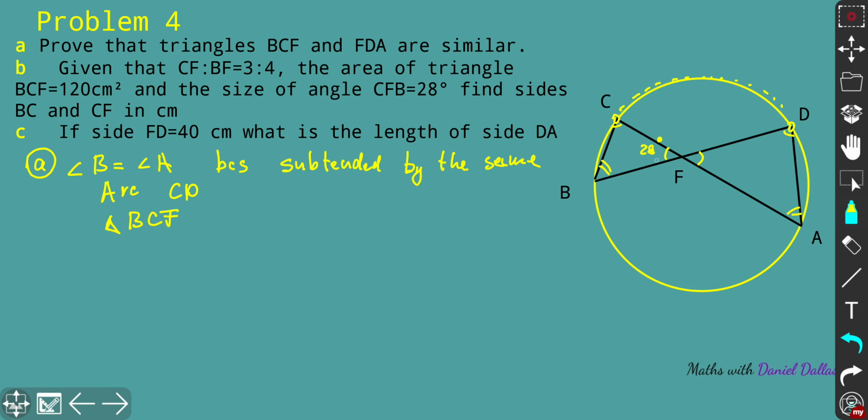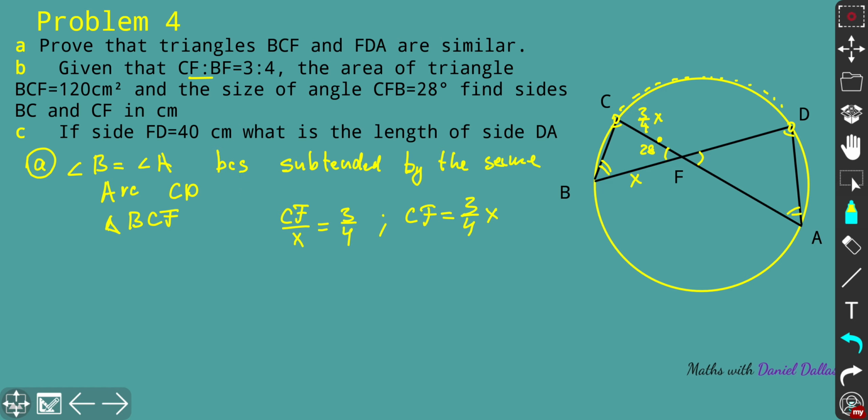If we mark side BF as x, from this ratio we can express CF over x as 3 over 4. From there we can conclude that CF is 3 over 4 of x. So we can put 3 over 4 of x right there. That's side CF. Now we are given both sides, x and 3 over 4 of x, and their angle, 28 degrees. So what we can do is complete the area.